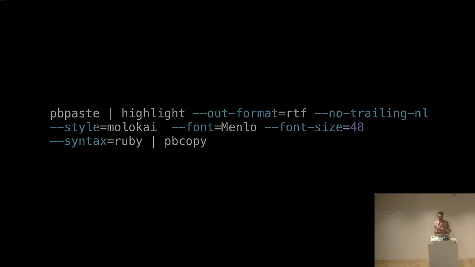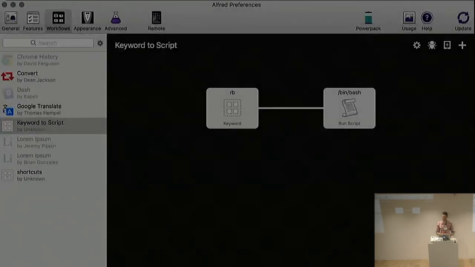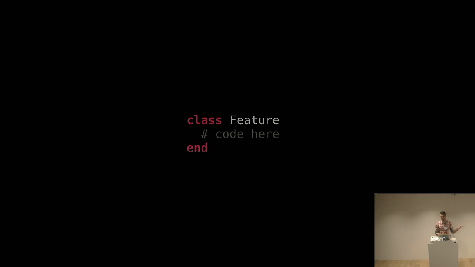I went even a step further and integrated that script in Alfred. Alfred is a productivity app I use. That's pretty much how I've done this presentation. I just copy code from my editor, type rb, and paste it straight into Keynote, and I get that straight away. It takes me like 2 seconds from my editor, highlight it, and paste it in Keynote with all of the styles I want. Very easy. So no more fiddling, it just works.